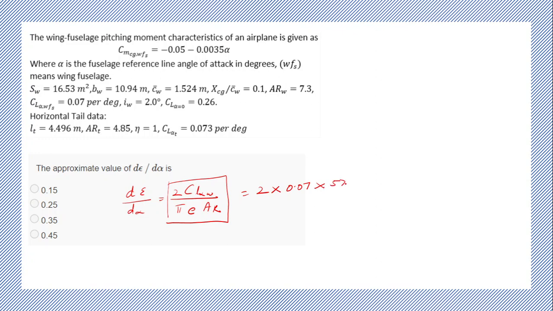Okay, so that comes to 57.3 into 180 by pi. I will write it. Into 180 by pi. And here you have pi. E is not given, so take it as 1. Aspect ratio is 7.3. What is the final value? Can you calculate and tell me? 0.34. Okay.